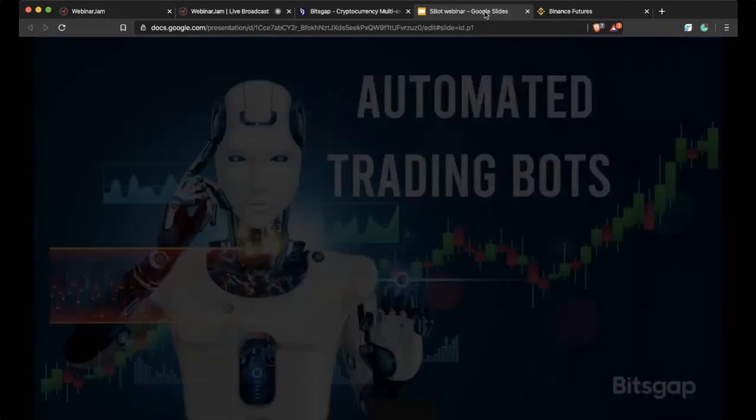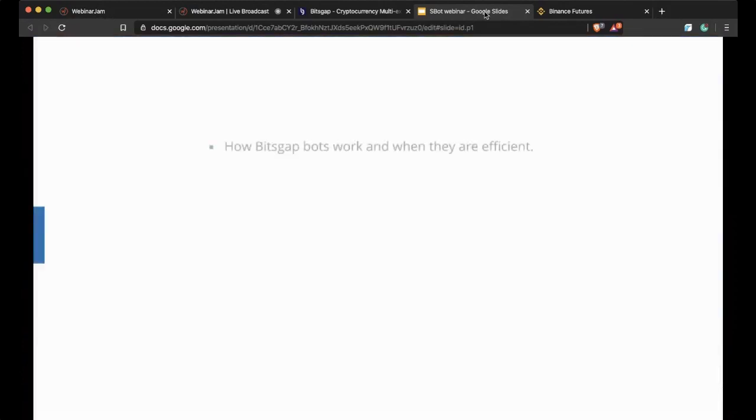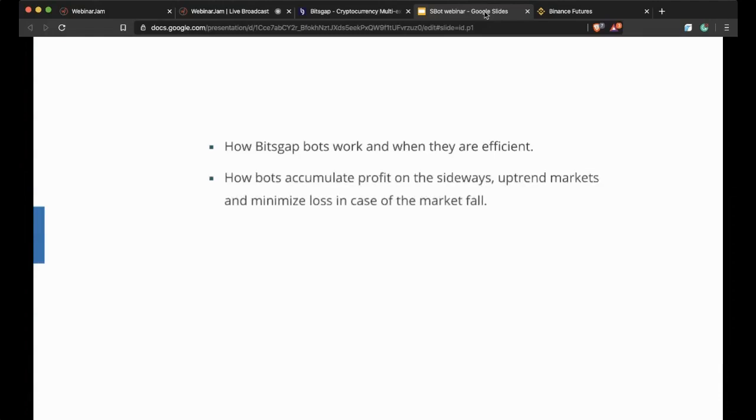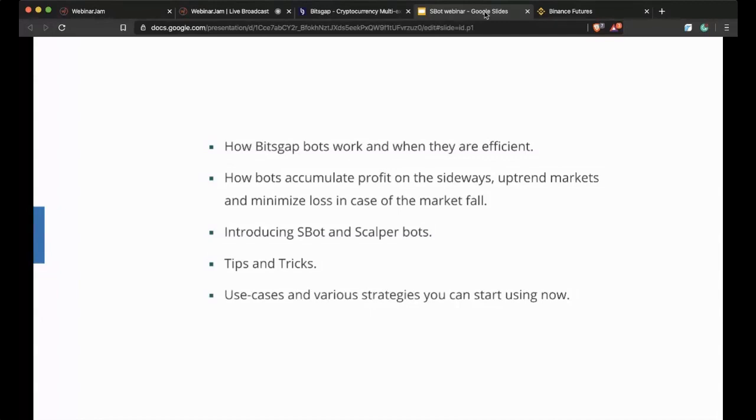So today I will go through several topics. First of all, how Bitsgap bots work and when they are efficient, how bots accumulate profit on the sideways and uptrend markets, and can minimize the loss in case of the market fall. I will also introduce you the brand new product, which is called the S-Bot and the Scalper. I will also share some tips and tricks and use cases and various strategies you can start using already today.